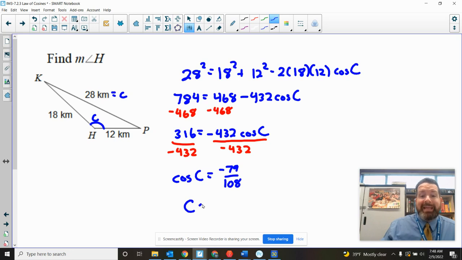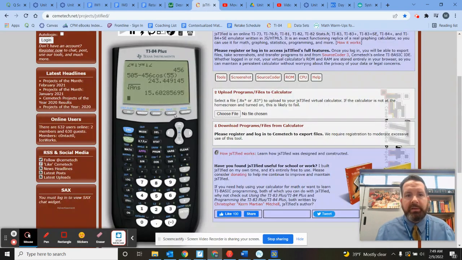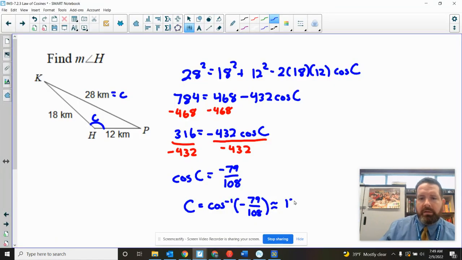Therefore, my actual angle C is, we're still equal at this point, inverse cosine of negative 79 over 108, which is approximately, using my other calculator this time, negative 79 divided by 108, about 137 degrees. And again, it seems reasonable. It's a pretty big angle. It's certainly more than 90. So we end up with a more than 90 there.